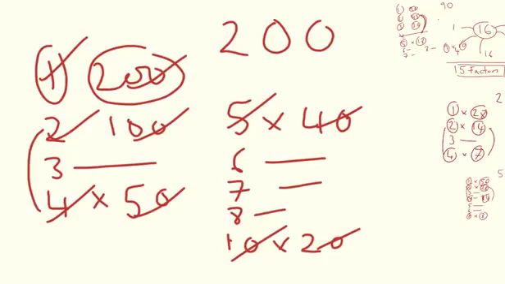How many factors? If it asks you how many factors there are, you say 1, 2, 3, 4, 5, 6, 7, 8, 9, 10. 10 factors.